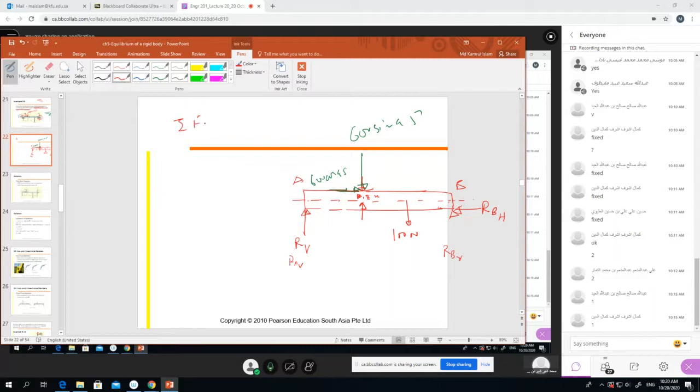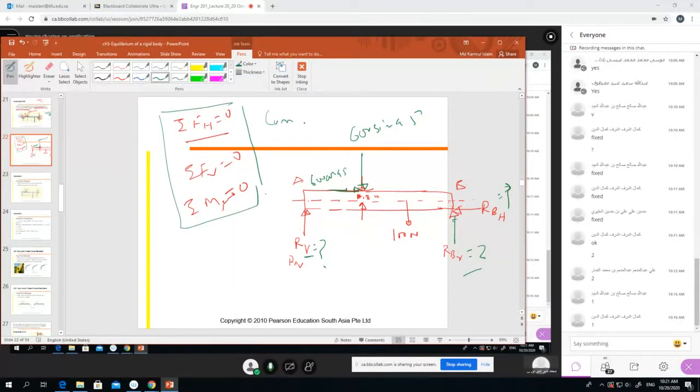Now we have to apply summation of horizontal force equal to 0, summation of vertical force equal to 0, and summation of moment equal to 0. We will use 3 equations. How many unknowns do we have now? We have unknown number 1, unknown number 2, and unknown number 3. So we have 3 unknowns and we have 3 equations. That means we can solve it, and we will solve it tomorrow, next class. All right.